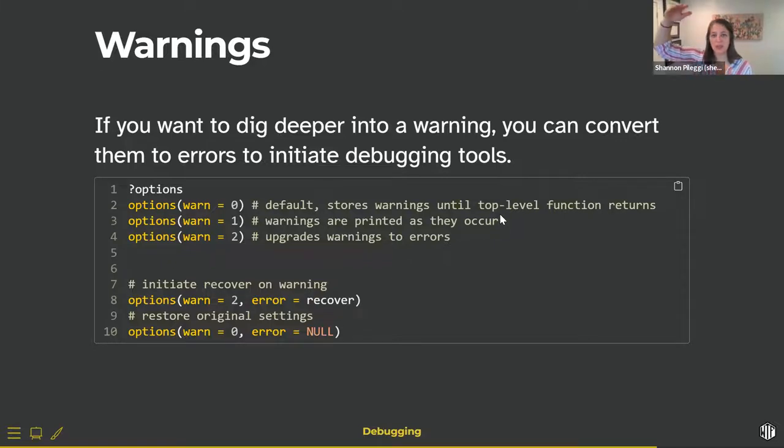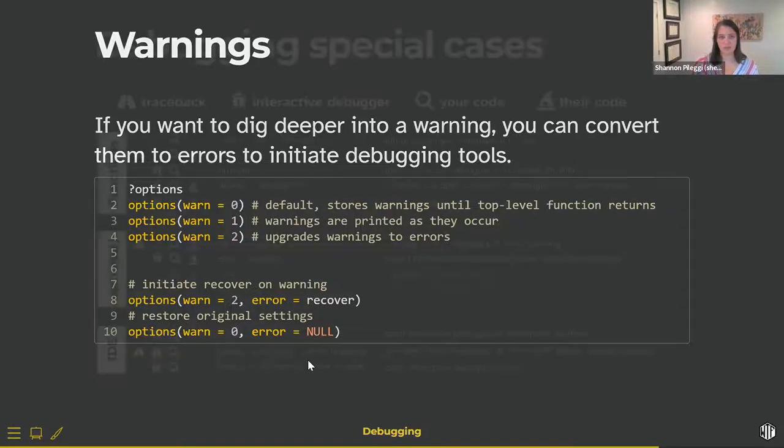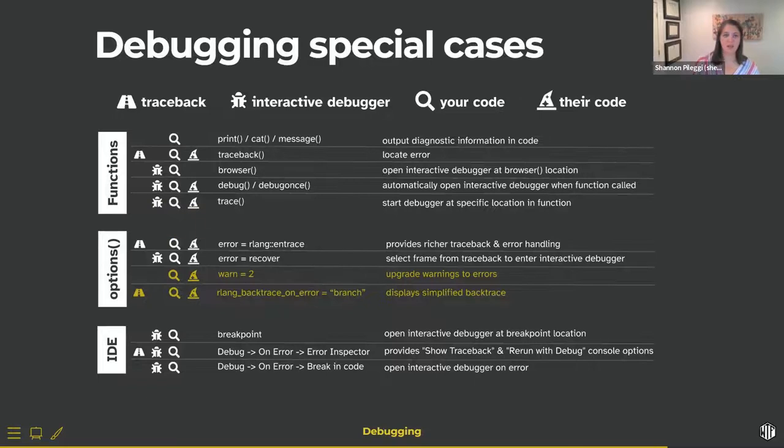And that means all of your code is going to be executed. And when your code is done executing, you're going to see the printed message for your warning. If you set warn equals one, then warnings are printed as they occur, not just when code is finished executing. And if you set warn equals two, it's going to upgrade your warning to an error, which means it's going to halt execution when it hits that warning, and you're going to be able to use the browser to enter your interactive debugger. So if you want to dig deeper into warnings, these are options I would try. And of course, you can combine your different options, like warn equals two and error equals recover, or you can restore your original settings to warn equals zero and error equals null. So those are our debugging special cases using different warning options or rlang backtrace on error.